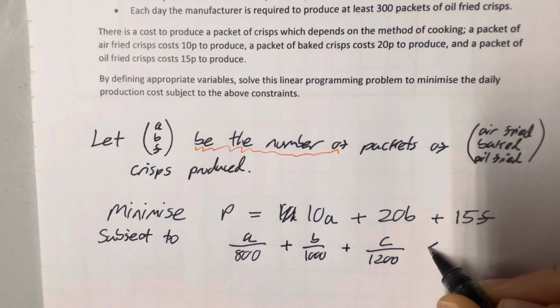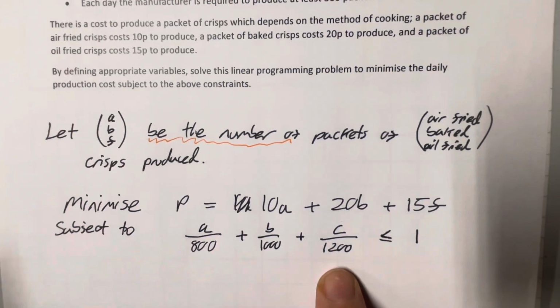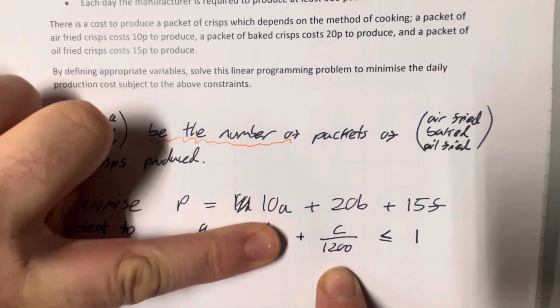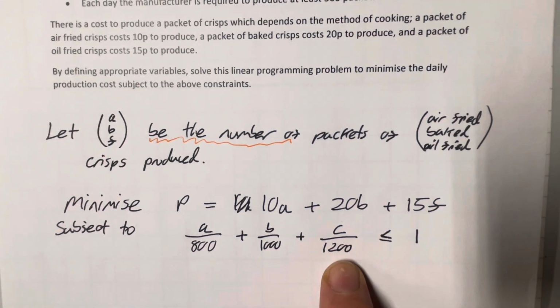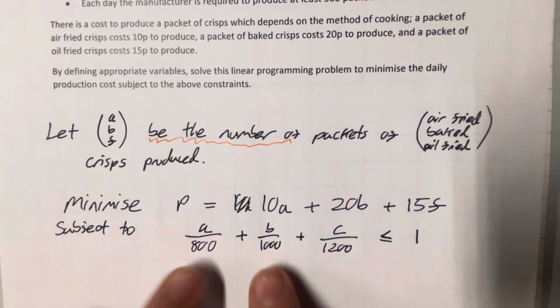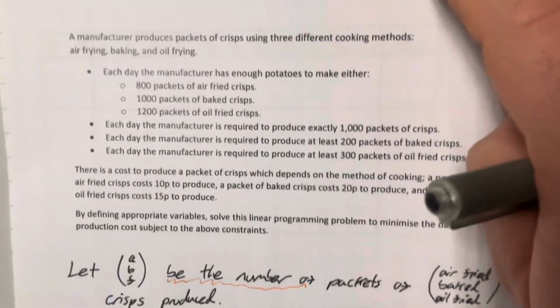And that must be less than or equal to the number 1. So that if F, for example, was 1200, that would force A and B to be 0. And I couldn't produce any of those. However, if F was 600, then I still have half my potatoes left, which I could distribute across A and B. Essentially, each of these fractions represents the proportion of potatoes I'm using on that cooking method. Okay, so that's the first constraint, and that's the first bullet point.